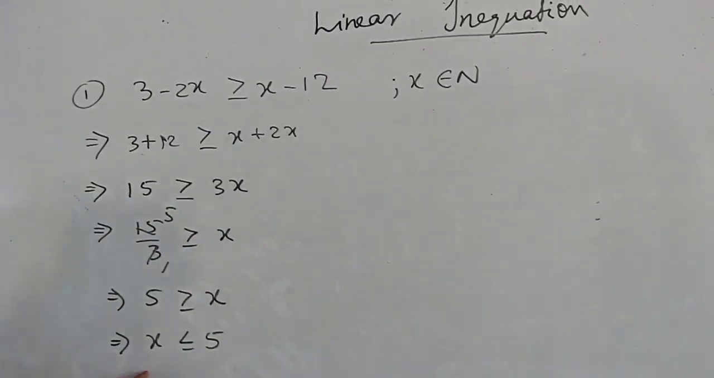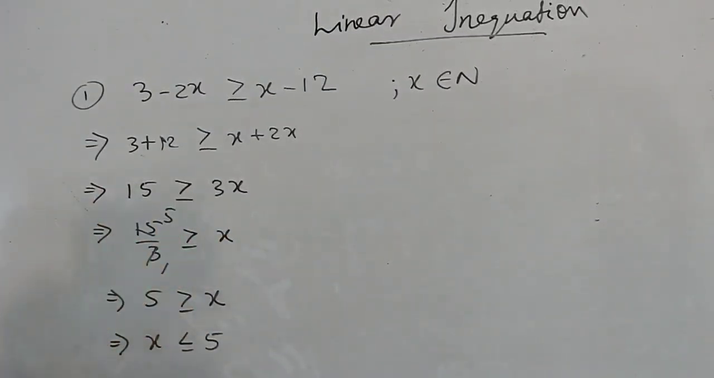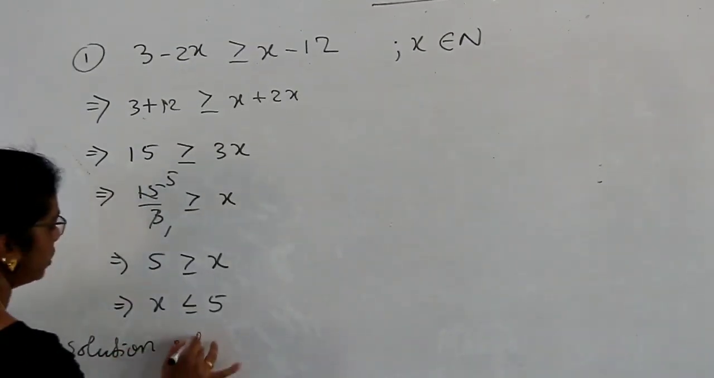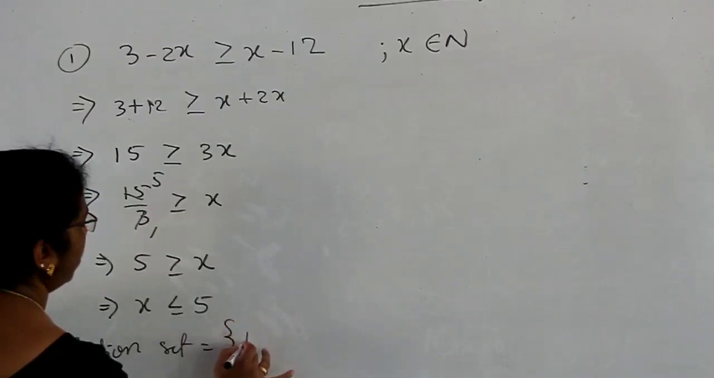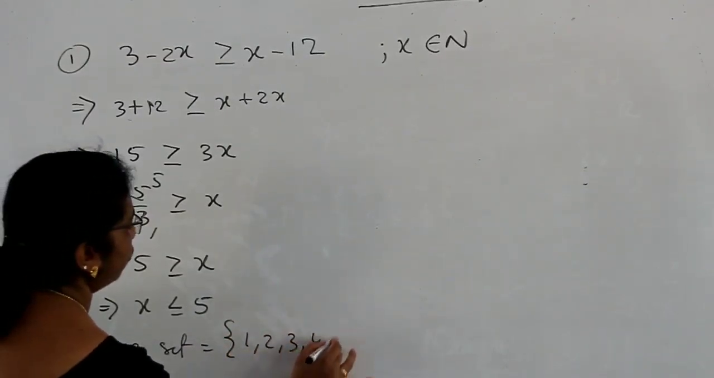So x less than or equal to 5, x belongs to natural numbers. The solution set is equal to {1, 2, 3, 4, 5}.